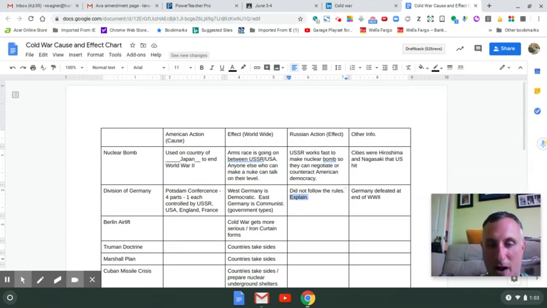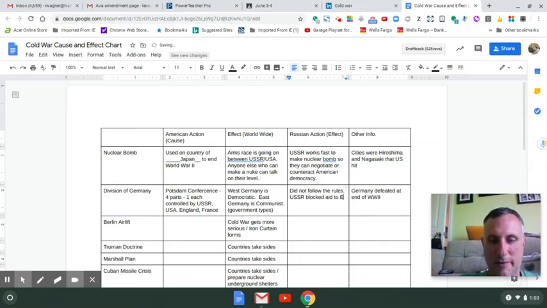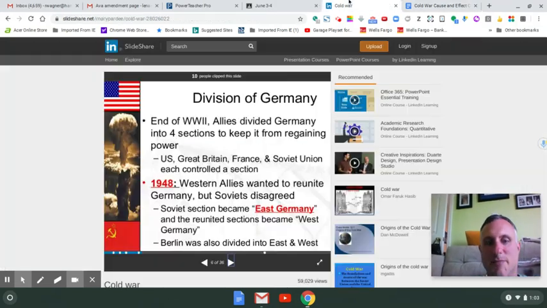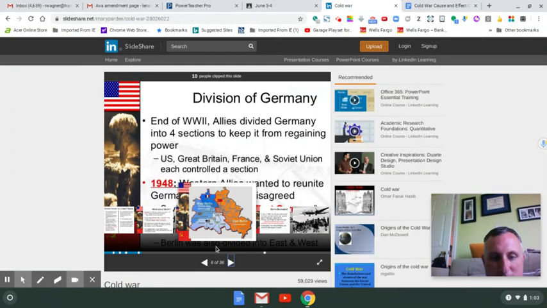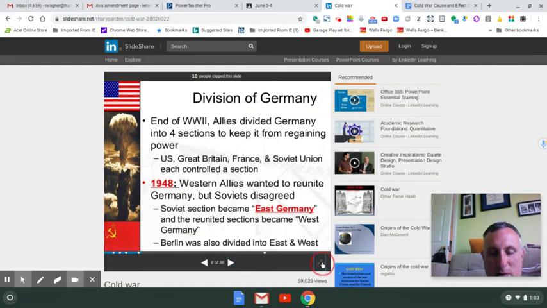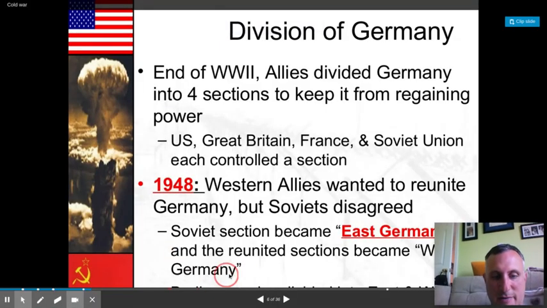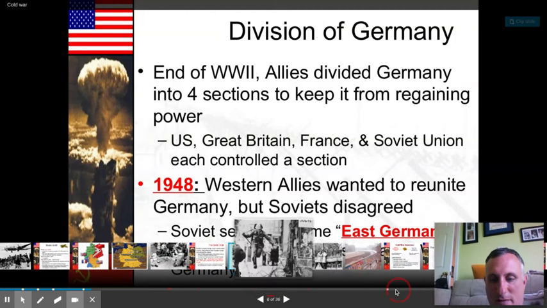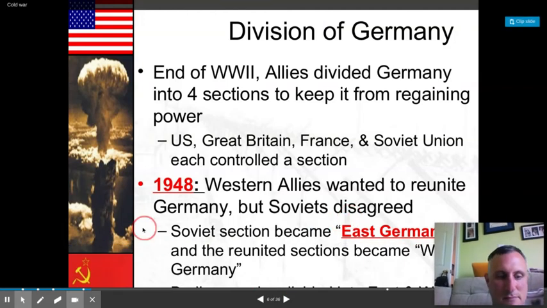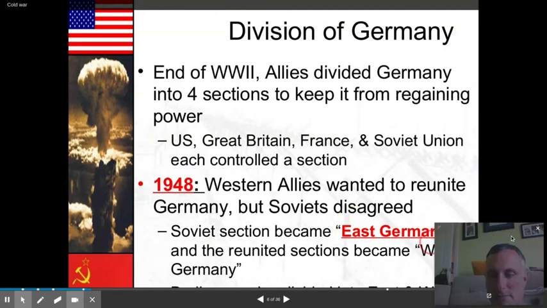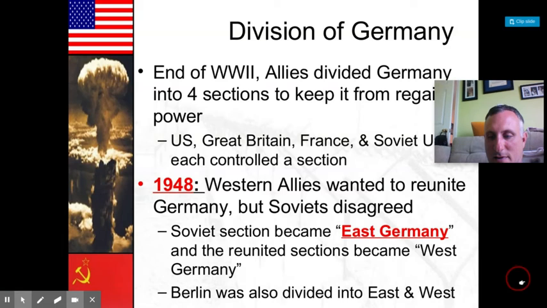How did that become a problem? So the explain part for Russia: the USSR blocked aid to East Berlin, the capital of Germany. That is mentioned a lot. It's mentioned at the bottom of the slide here. If I were to make this large, ooh, of course it's in the bottom of the slide. Great. That's a problem. Okay, there it is.